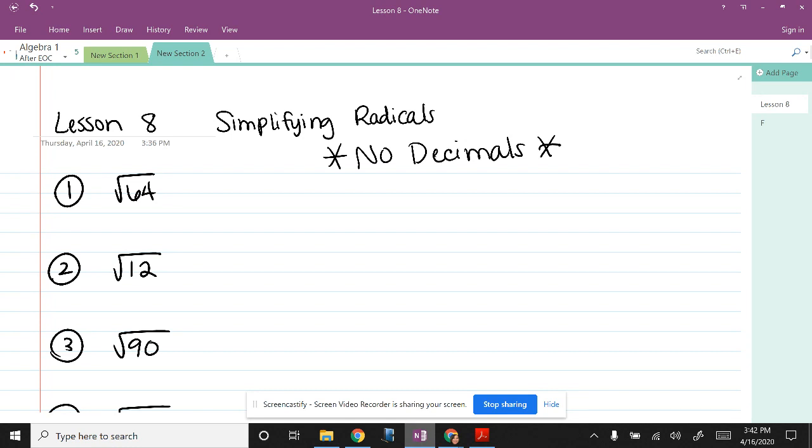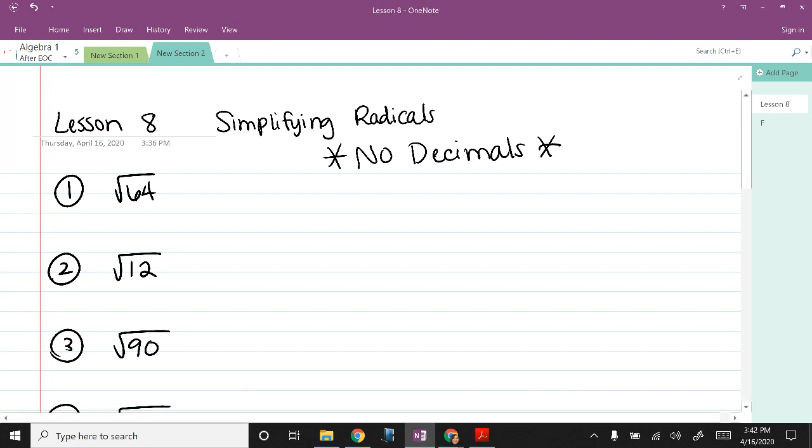Well, you might be thinking, what is a radical? And as you can tell by these problems here, a radical is just a square root. Sometimes you have cube roots and sometimes you have fourth roots. But a radical is basically a square root or a cube root. These are all going to be square roots. So if you don't see a little number in the little corner, it's always an understood square root. So that's what we're going to be doing.